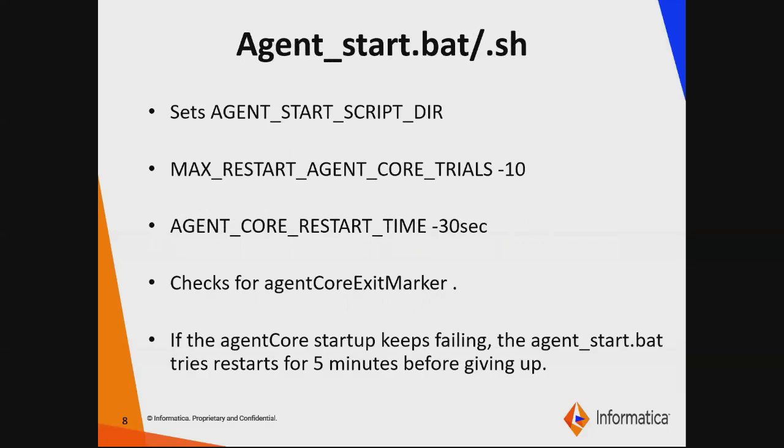What happens when an agent start.bat is triggered? The first agent sets the agent start script directory, which is your agent core directory. Then it tries to connect to the agent core, retrying 10 times with a 30-second interval, which means 30 times 10, around 300 seconds, which is around 5 minutes.